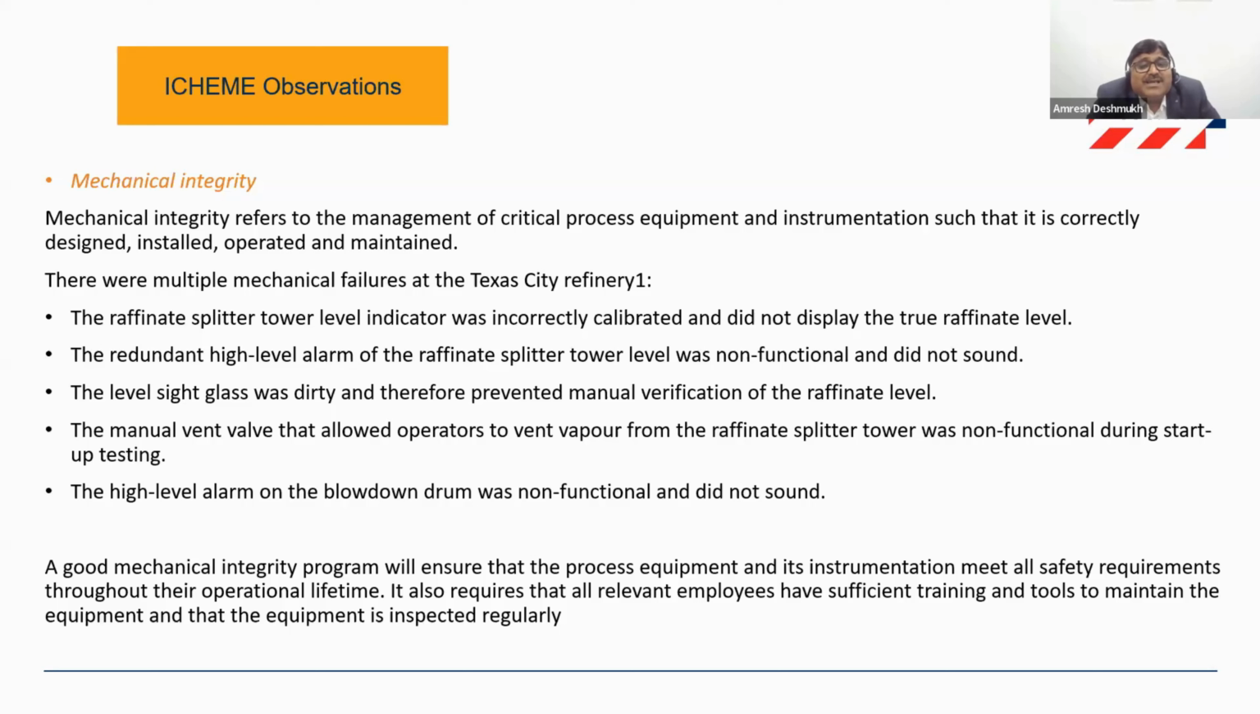Now, what does this mean? These are a series of errors that have happened around the same raffinate tower, and this could have been prevented. Now, can you imagine someone adding 15 times the volume of hydrocarbon into one raffinate tower?